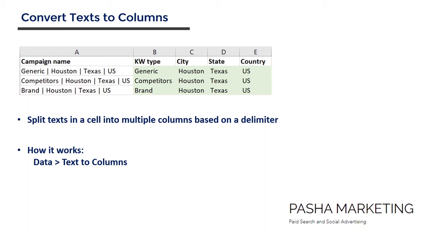When I want to analyze the performance of my campaigns, I want to see how each country, each state, each city, and each keyword type performed so I can better make decisions on how to optimize the performance. By converting the text in the campaign name cells, I have split them into multiple columns to be able to filter my data based on the information that I want to see. Let's see how we can do this in Excel.